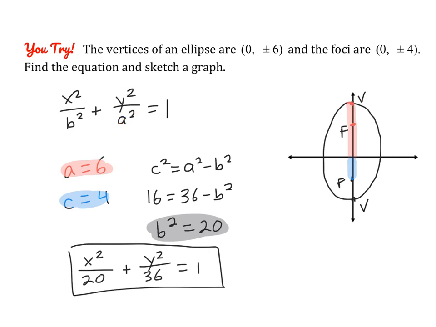Because we know that the vertices are at 0, plus or minus 6, we know that the distance from here to here is 6, which is our a value. So a squared is 36.